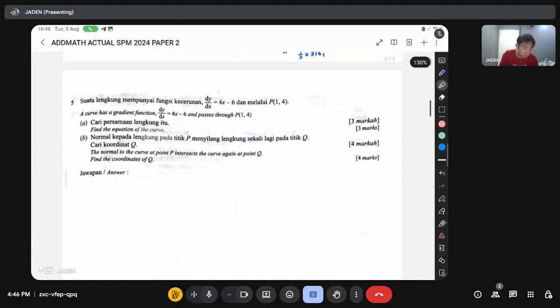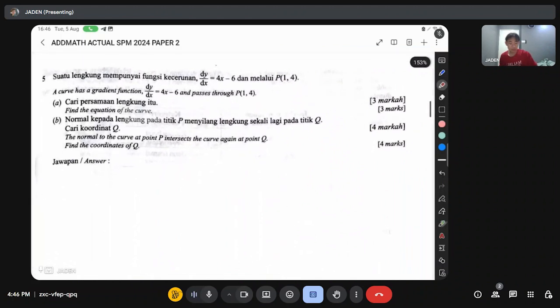Let's move on to question 5. Question 5 is all about Form 5 Chapter 2, right? Form 5 Chapter 2.